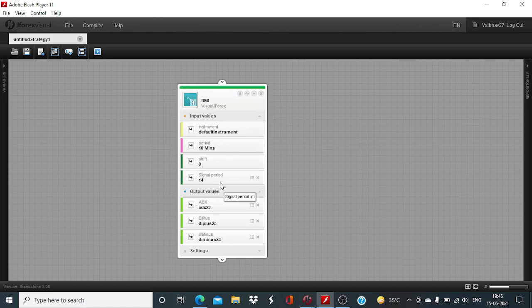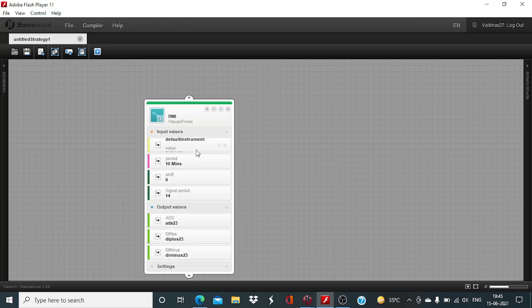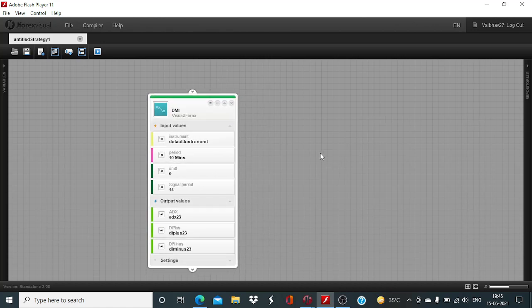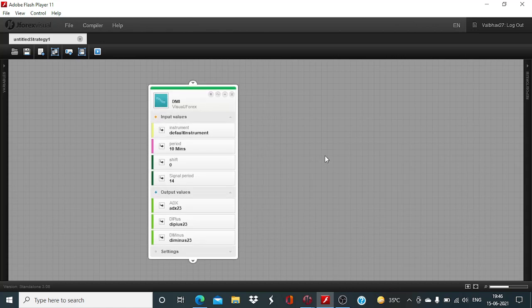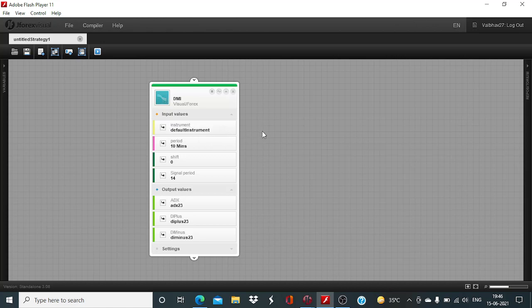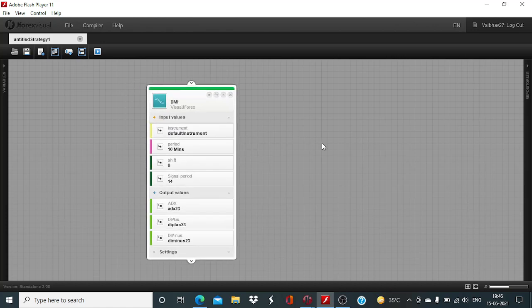We have to define these 4 input values, depending on which we will be getting these 3 output values. First is the instrument of choice, whichever instrument you want to work with, whether it is Euro USD, USD JPY, NZD USD, or any currency instrument. You can choose the instrument, and with the help of this, you can design the algorithm for that particular instrument.